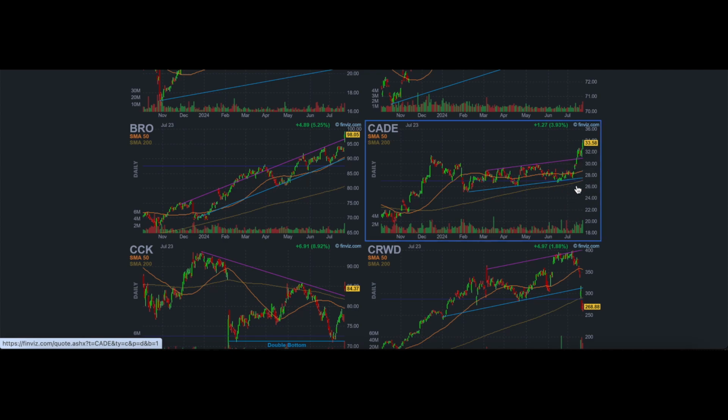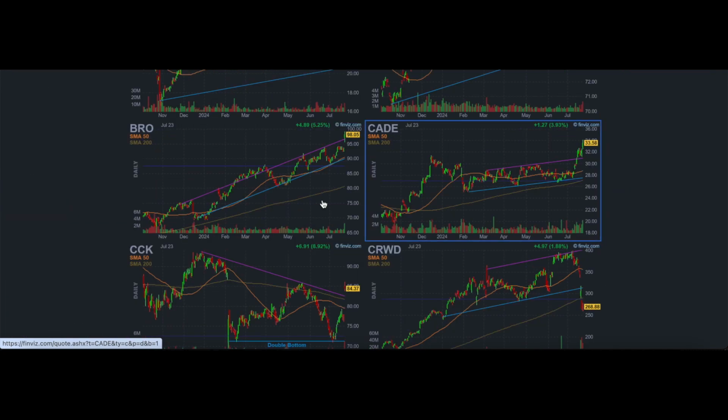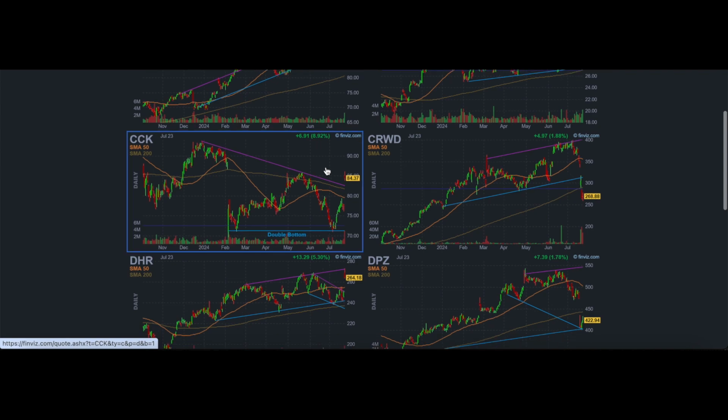This one I would add to the list, right? Very, very nice breakout from the flag, and then it broke out again today. So that's a good name, good candidate. Bro, we already covered that one.